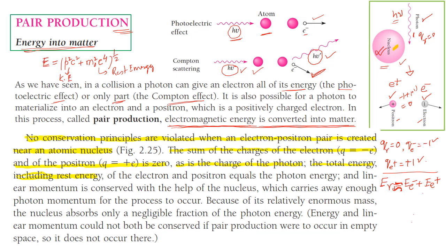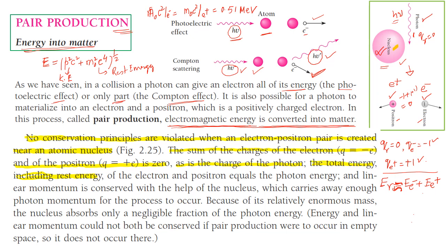Okay, so for example, the rest mass energy of the electron, which is m naught c square of the electron, and similarly m naught c square of the positron, is 0.51 MeV. MeV, because you know electron volt is the unit of energy, and M is 10 to the power 6 electron volt.